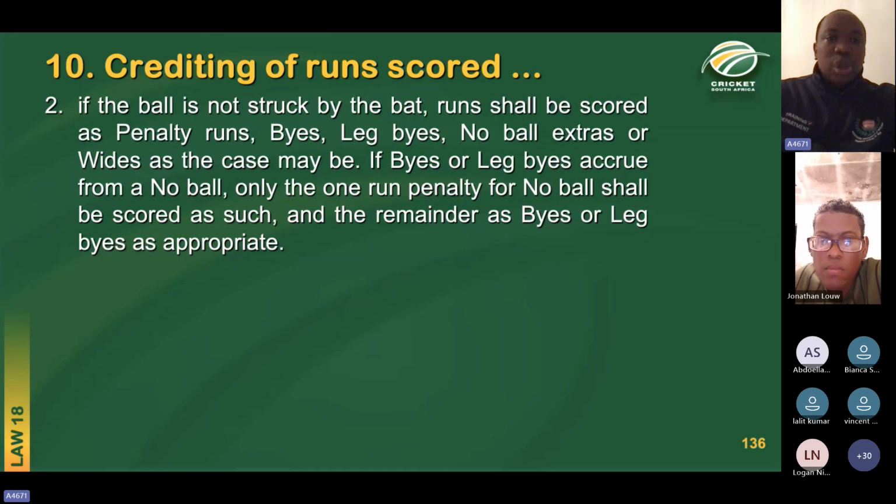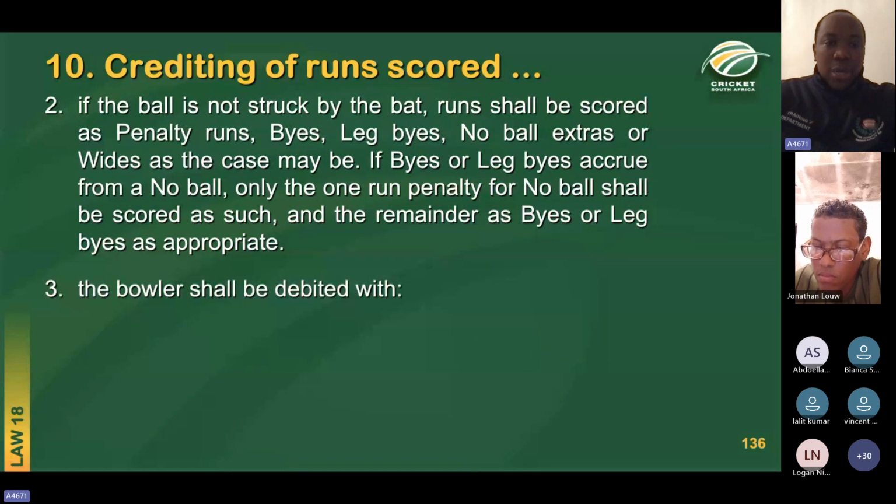And if the ball is not struck by the bat, runs shall be scored as penalty runs, byes, leg byes, no ball extras, or wides, whichever the case might be. If byes or leg byes accrue from a no ball, only the 1-run penalty for no ball shall be scored as no ball extras, and the remainder will be scored as byes or leg byes, whichever the case might be.